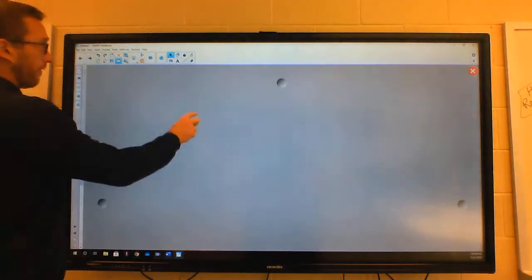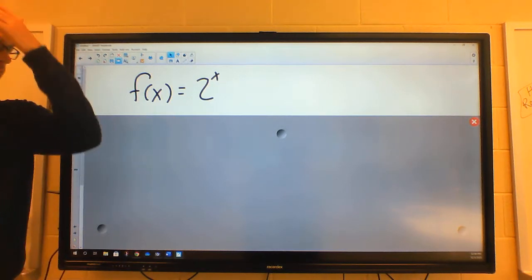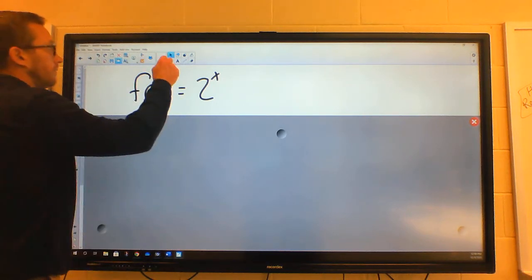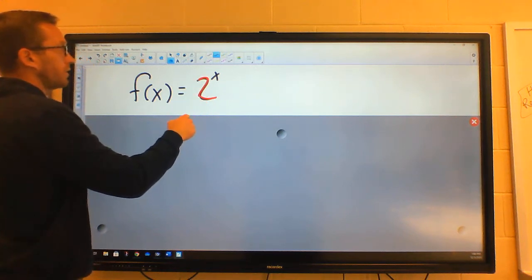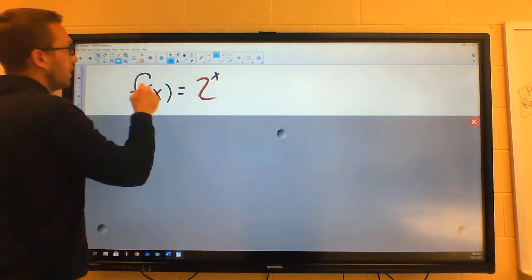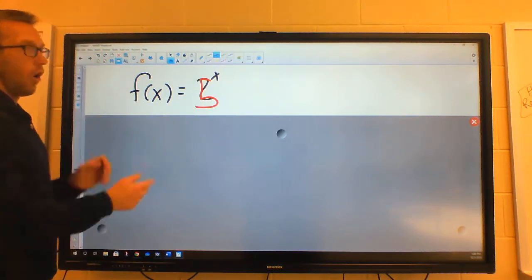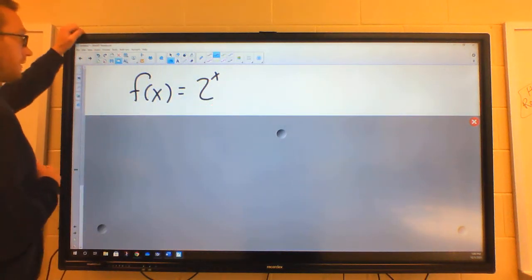So let's say we have a function f of x equals 2^x. This would be considered the parent function with a base of 2. Now, all of these transformations are the same whether it's base of 2 or 12, or if this was like base of 3 or base of 5. All of those are their own parent functions with different exponential bases, okay?